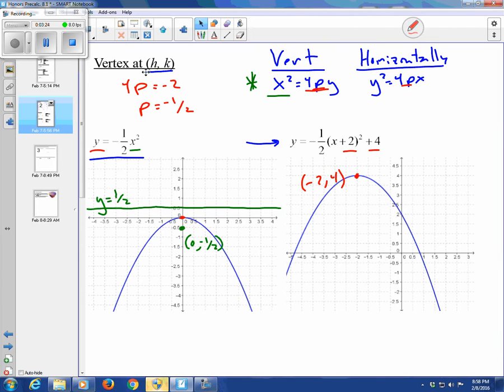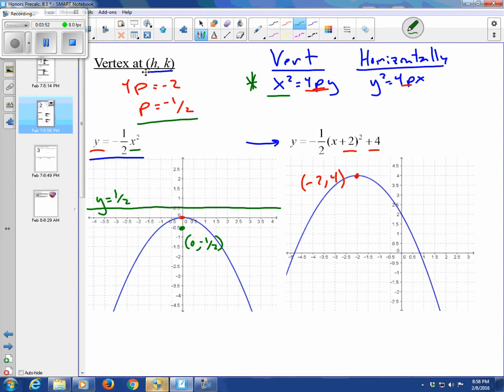Now, right here, what we're saying with the rigid transformation is that basically the shape is going to be the same. The only thing that's changed about our parabola in this case is the position of the parabola on the xy axis. And what that means is that p-value of -1/2 is still going to define the position of the focus and the directrix from the vertex, right?